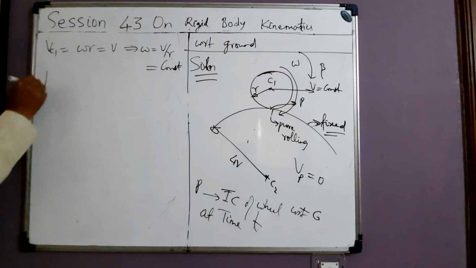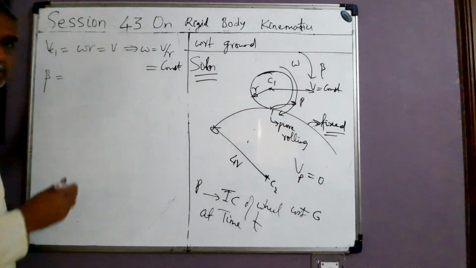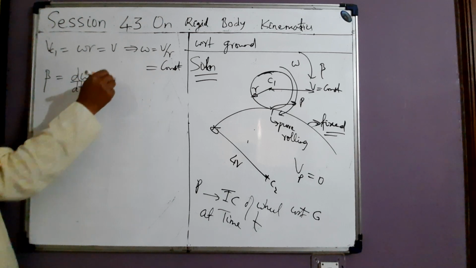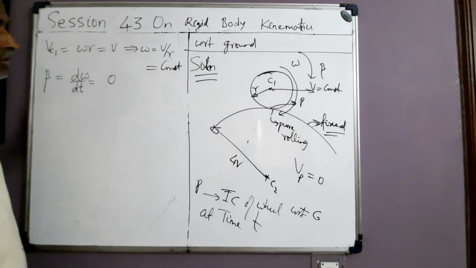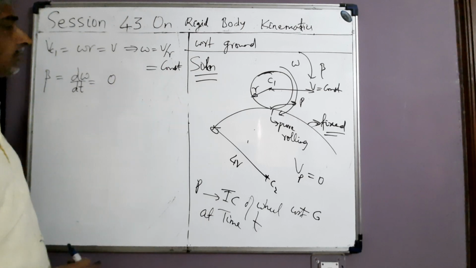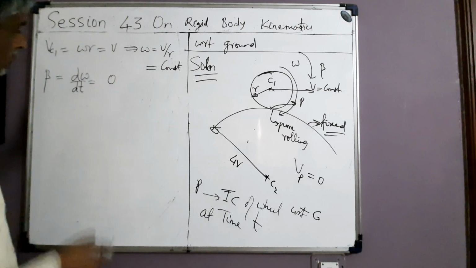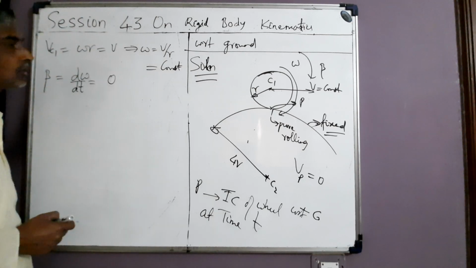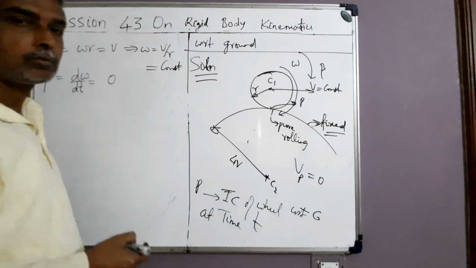So beta, the angular acceleration of the wheel with respect to ground, that is just d omega by dt, is 0. Because omega is constant, v is constant, r is the fixed radius. So v by r is constant, so the derivative of omega with respect to ground is 0. So beta, the angular acceleration of the wheel with respect to ground, is 0. So omega becomes constant and beta becomes 0.